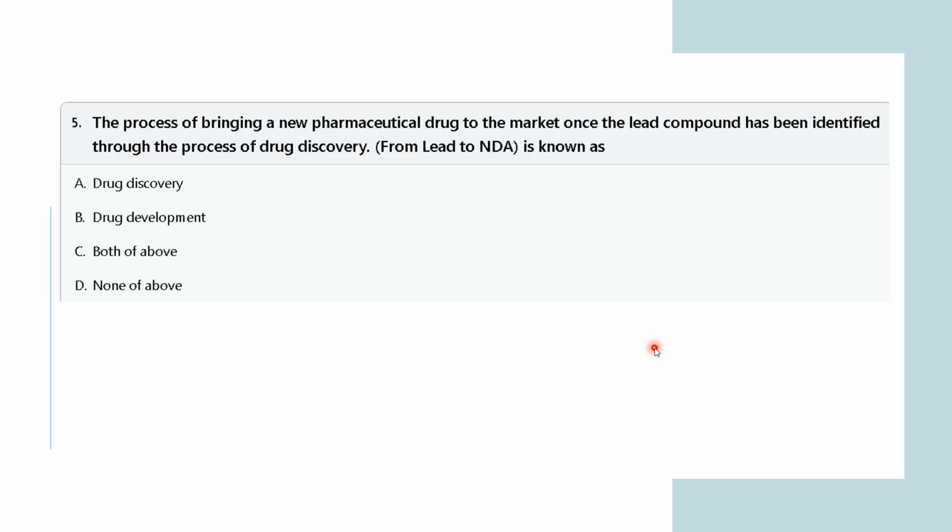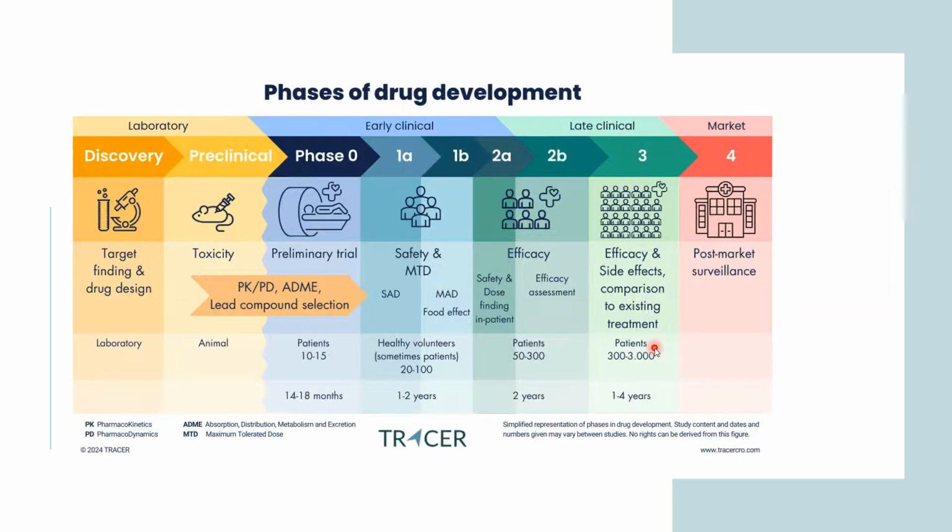Drug development, very nice. So it is drug development. What is drug development? There are actually multiple phases. These are the phases here: first the laboratory test, then the early clinical stages, then the late clinical stages, and after having all these processes in hand, you go into the market for purchase.